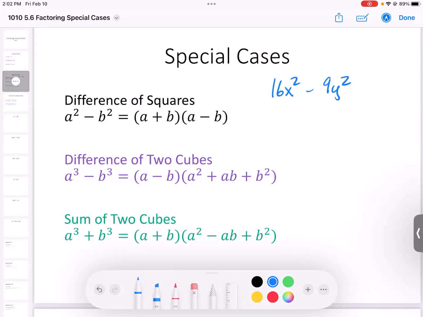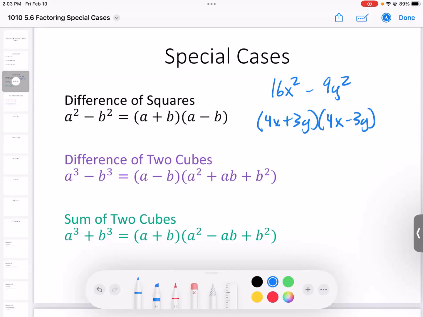Yep, 3 and also y, because you'd have 3y, and 3 squared gives you 9, y squared gives you that. And so the factored version of this would be 4x plus 3y times 4x minus 3y. Is everybody good with that? That's pretty much the main idea of this lesson.